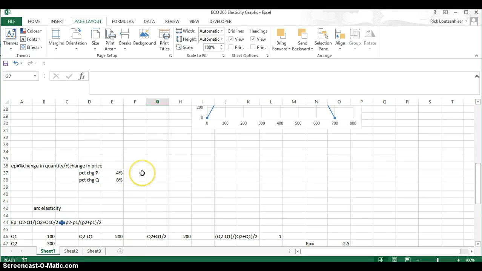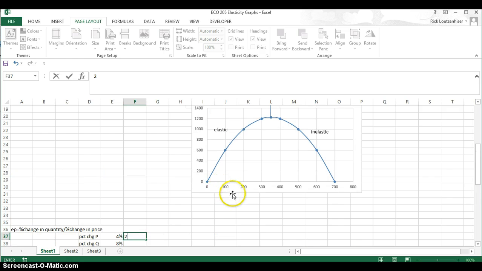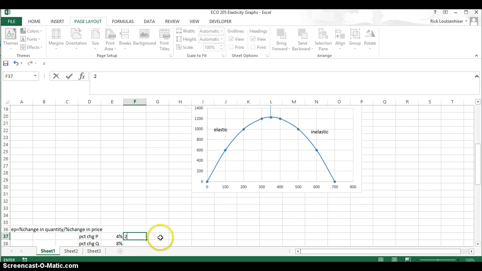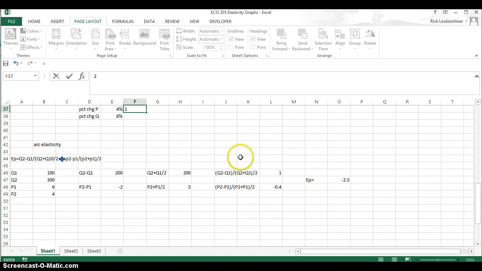Well, the elasticity is going to be 8 divided by 4. It's going to be 2. 2 is greater than 1, which means they were in the elastic region. Therefore, lowering their price would have increased their total revenue because they were in the elastic region. So that is what would happen, okay? So that's how you would respond to that question.